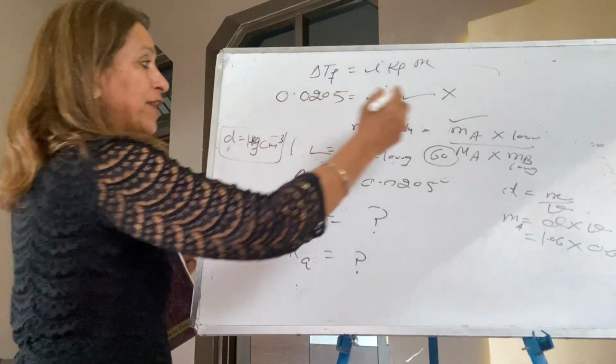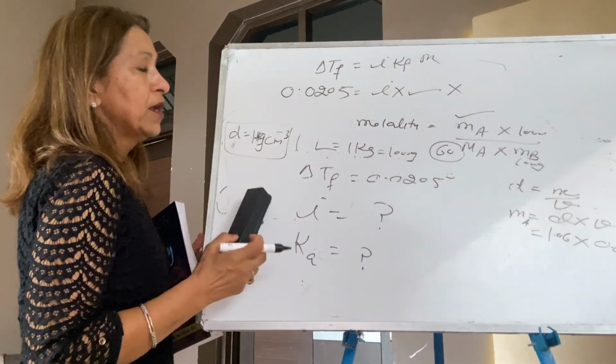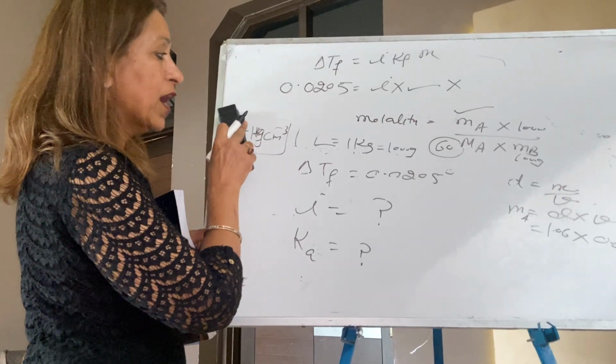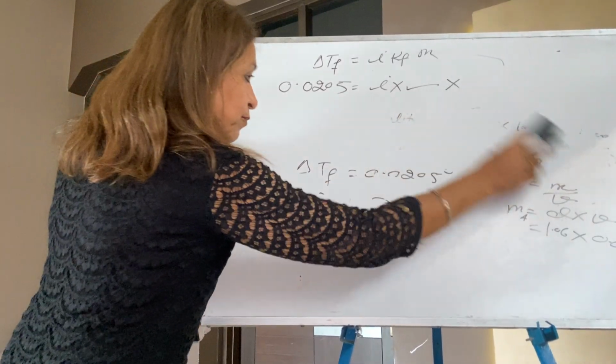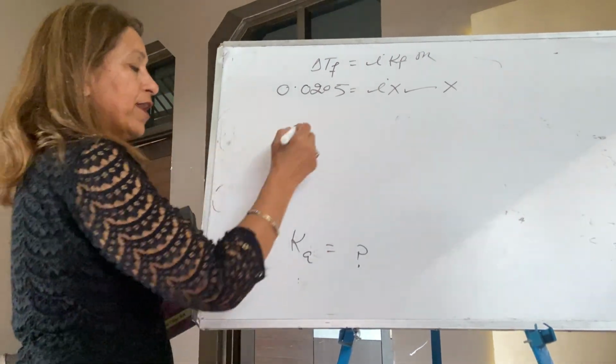Now after calculating molality, you put it here. It's the molality. So delta Tf is here. Now you want to calculate i. Kf will be a constant. And after calculating i, now what will you do? We have calculated i. Now Ka is left. Calculate alpha.